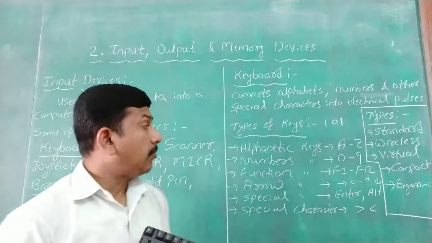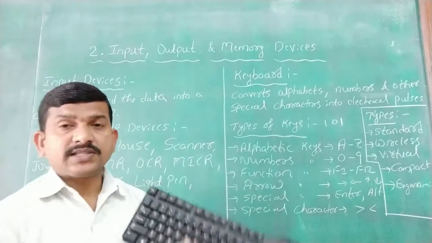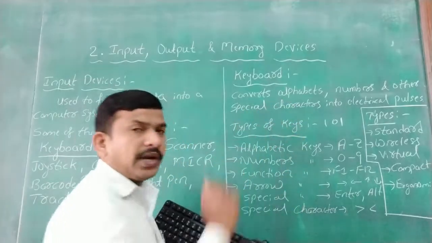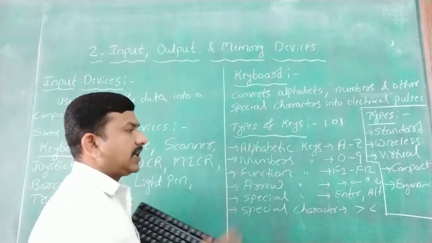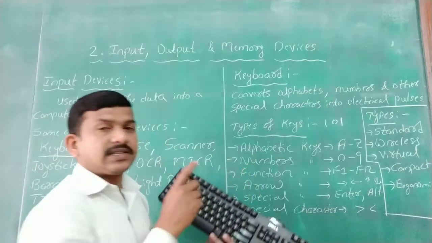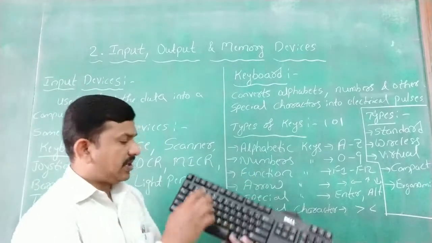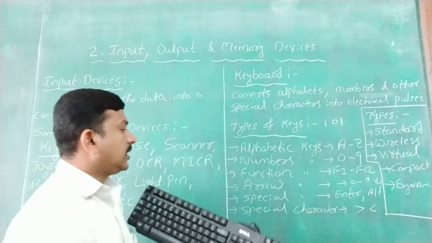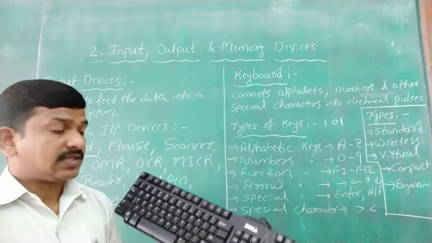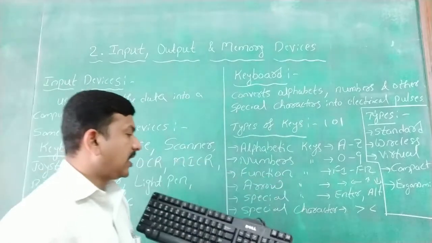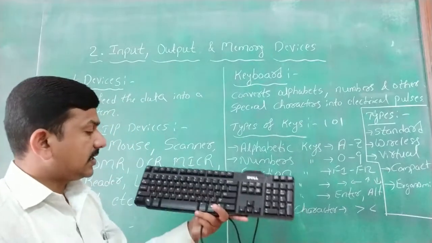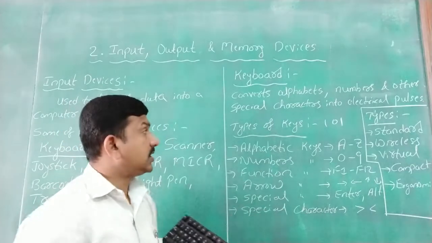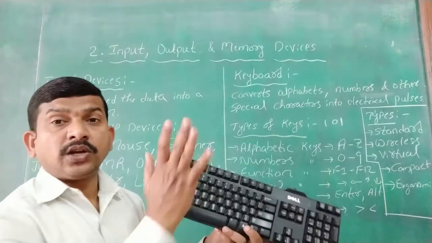So these are some of the types of keys. This keyboard contains so many keys, and all keys are grouped into different categories. That is alphabetic keys means A to Z, number keys means 0 to 9, function keys means F1 to F12, arrow keys left, right, top, bottom, then special keys, that is enter key, shift, backspace, etc. Then special characters are dot, comma, equal to.